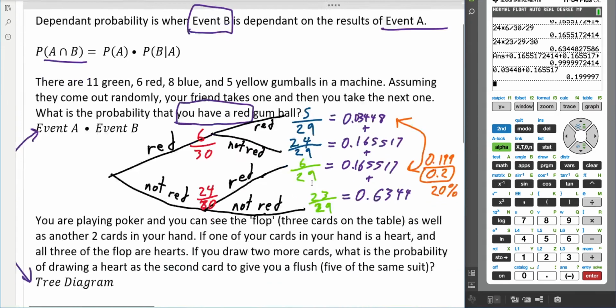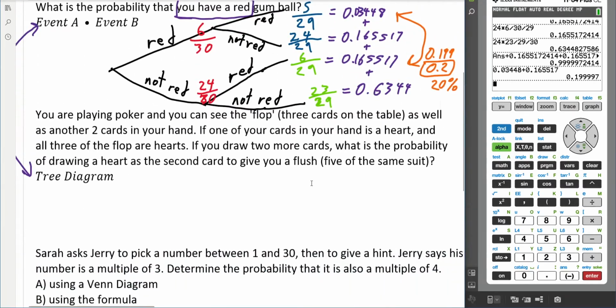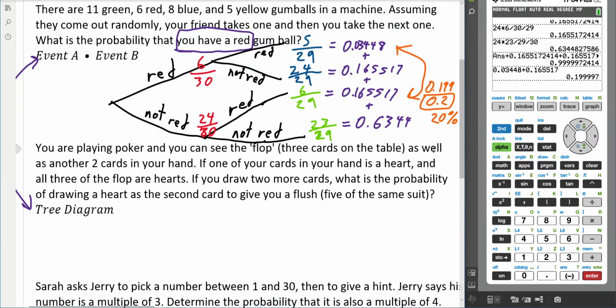Okay, let's take a look at the next one here. You're playing poker, and you can see the flop, which is the 3 cards after everybody has anteed up, as well as 2 cards in your hand. If one of the cards in your hand is a heart, and all 3 of the flop are hearts, and you draw 2 more cards, what is the probability of a heart as a second card to give you a flush? So you draw 2 cards. We don't care about the first one. What's the probability of getting the second one a heart?